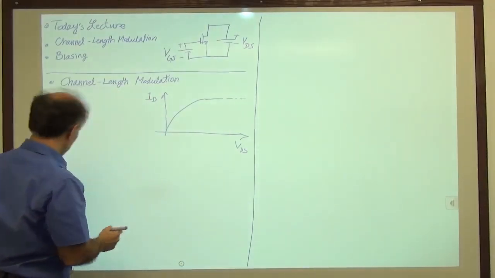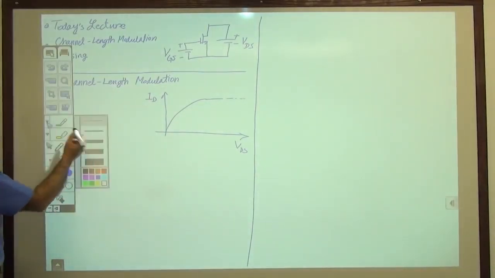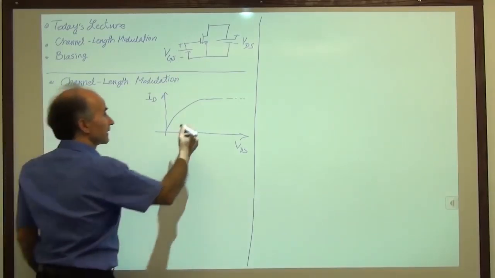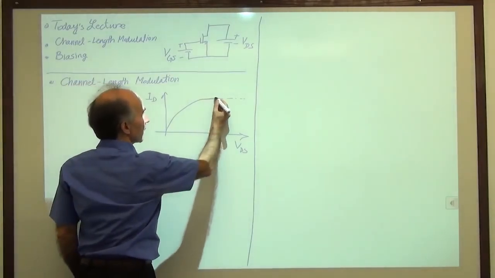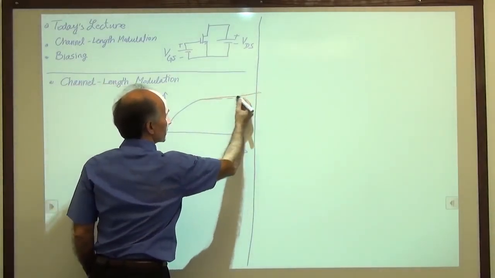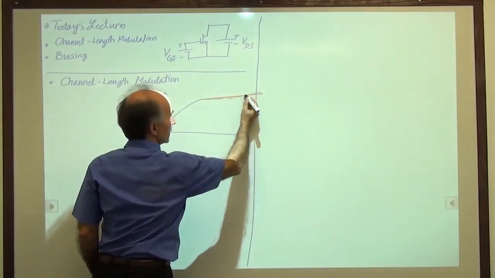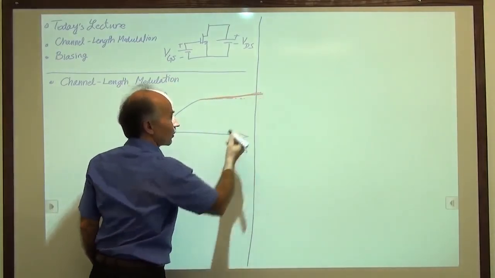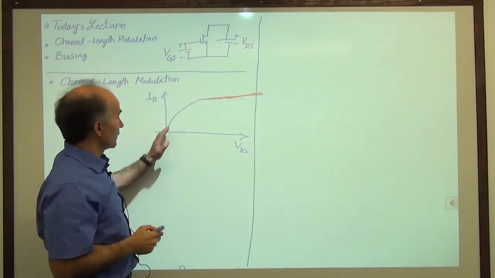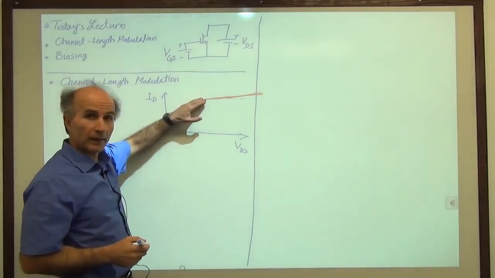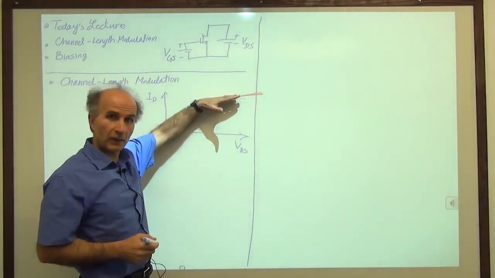So in reality, if I change the color to something else, what we see is that this keeps going up by some small amount as we increase VDS. And it's almost a straight line. So it goes up as a parabola, and then from here on, almost like a straight line, it keeps increasing.